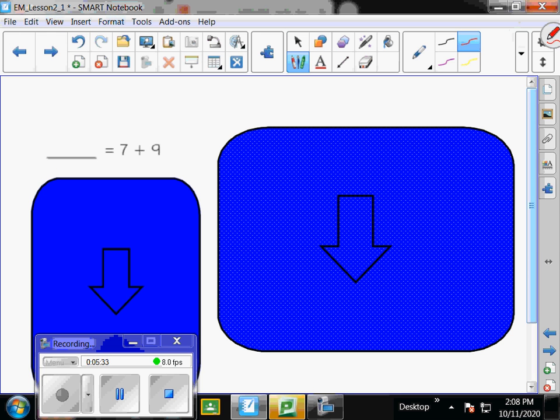All right, 7 plus 9, you should have 16. When I'm thinking about doing 7 plus 9, I kind of think about giving one of these over to the 10, and I turn that into 6 plus 10. Just a little strategy to help us solve that problem.